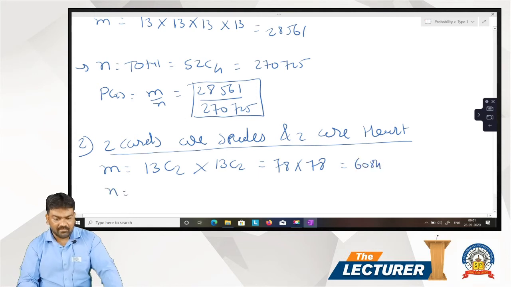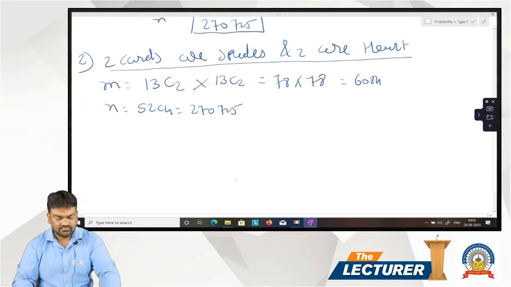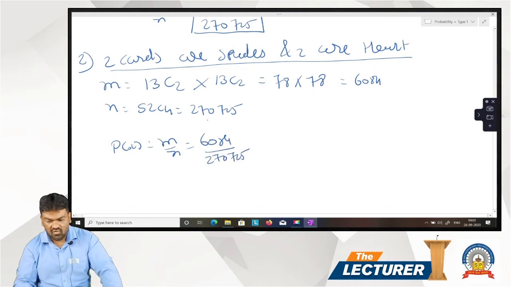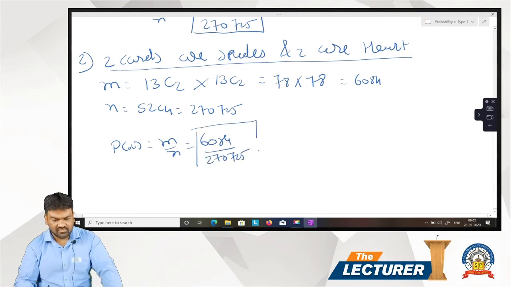N already આપણી પાસે છે, 270725. Total 52 cards. Out of 52, 4 will be selected. Now probability: P of x is equal to M divided by N. 6084 divided by 270725. This is your second answer.